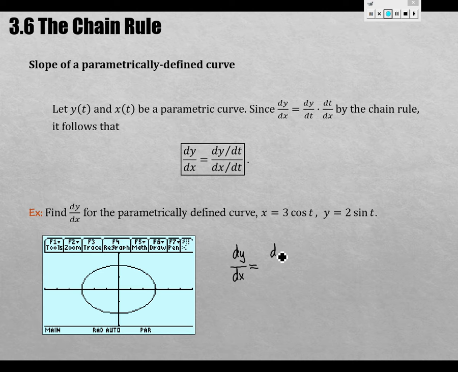Well, it's dy/dt, which I think I know how to compute. Can you find the derivative of this with respect to t? I think you can. Divided by dx/dt. My justification is the chain rule says that that's true. So find each of those and then just stack them. No tricks here. Give me the derivative of this with respect to t, and stack them.